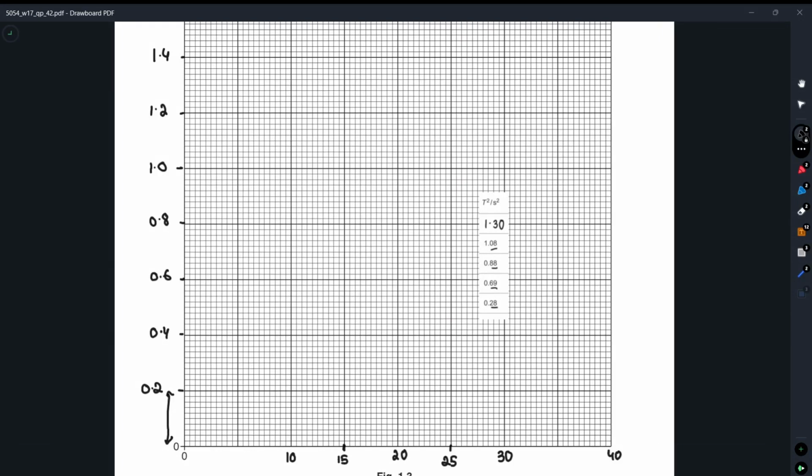Okay. So 1.3 is going to be over here, and that's on 15. So this right here is 15 and 1.3, 20 and 1.08. So 1.1 is going to be over here, 1.08 goes over there.